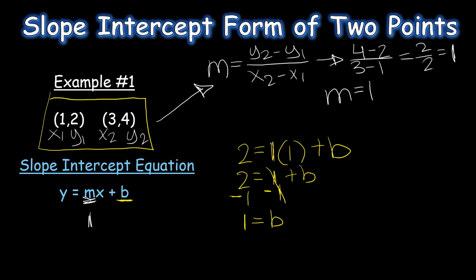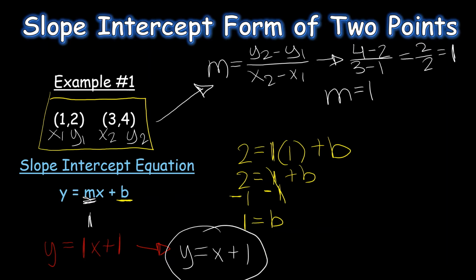Now we plug in the values that we found into our slope-intercept equation. So we have y equals 1x plus 1. And we can further simplify this, since anything times 1 will just be itself, so it'll just be y equals x plus 1. And this will be our slope-intercept form equation for our two given points.